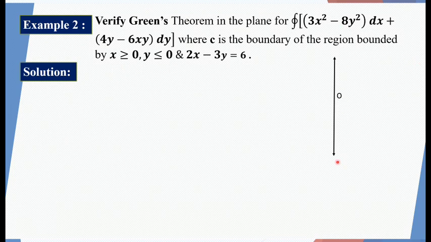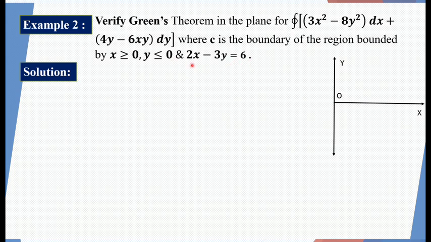Let this be the x-axis and this be the y-axis. Now see, x is greater than or equal to 0, so it means the y-axis, and y is less than or equal to 0, so it means the x-axis. Y is less than 0, so the x-axis on the downside. X is greater than or equal to 0, that is the y-axis on the right-hand side. So this particular region, basically now we have to draw this particular line.